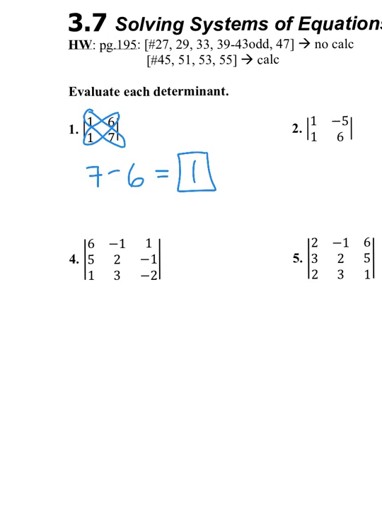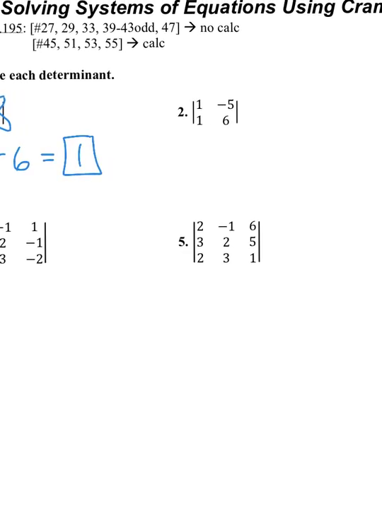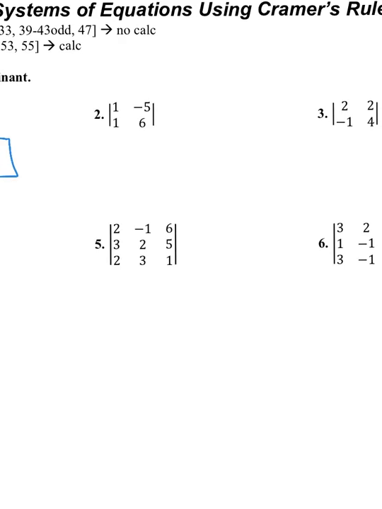All right, let me show you again with number 2. So first, you're going to multiply this diagonal, and yes, the order matters since we are subtracting. So we're going to multiply 1 times 6, which is 6, and subtract that with the product of the second diagonal, which is -5, giving you a final answer determinant of 11.